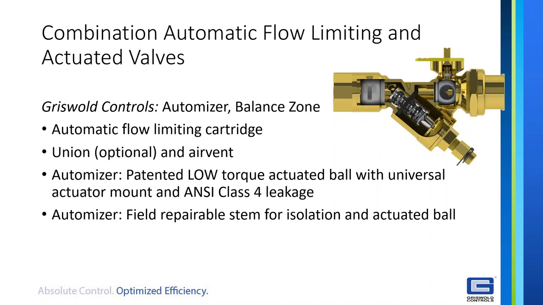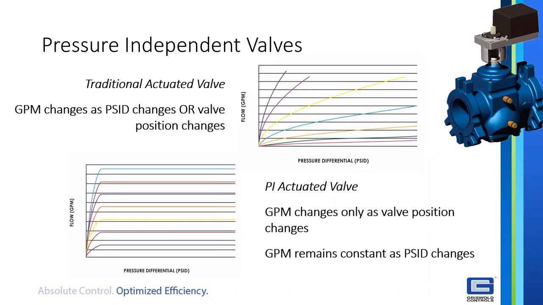So in our actuated valve product line, we do offer these combination products where you've got all of it built in, all of the return side of the coil built into the package. So all the benefits of the Unimizer with the flow limiting cartridge. I want to talk mostly the rest of the presentation about the pressure independent valve categories.